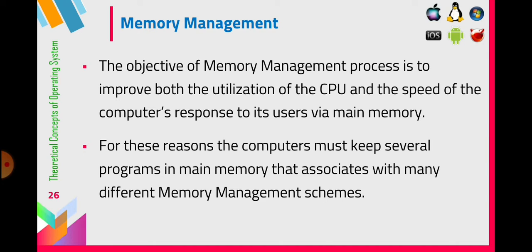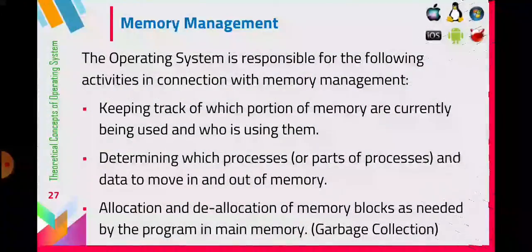The memory management process is used to improve the utilization of the CPU. So processing speed can be increased, and the speed of the computer's response is also increased through memory management. For these reasons, computers must keep several programs in main memory, which is associated with many different memory management schemes. Some of the programs are permanently stored in the main memory. The operating system is responsible for the following activities in connection with memory management.